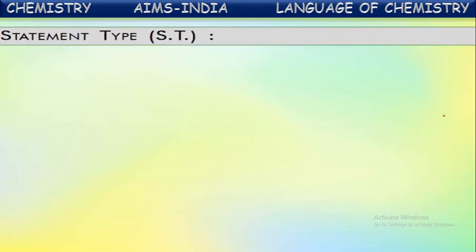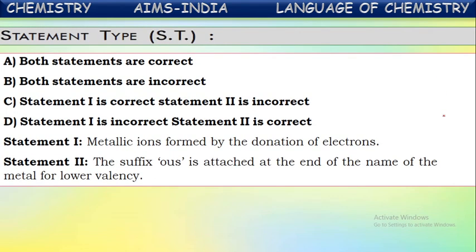Okay, next. Statement type questions. We have the first question. Metallic ions are formed by the donation of electrons. Yes, generally metals lose electrons and form positive ions. So metallic ions are formed by the donation of electrons. This statement is true.